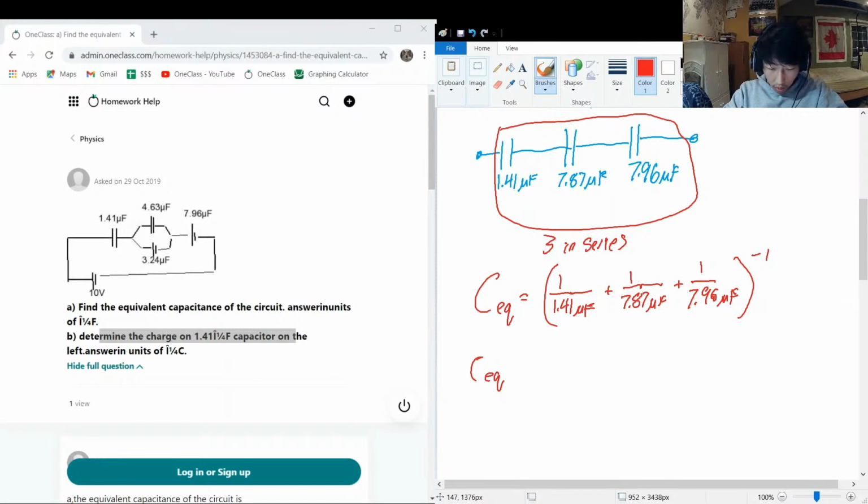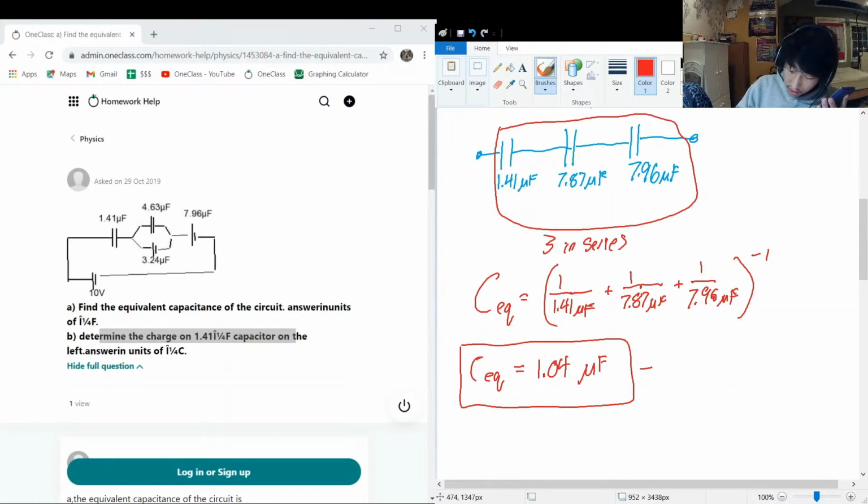So we got 1.41, 7.87, 7.96, all reciprocaled, and my final result was 1.04 microfarads. This shall be the equivalent capacitance of the circuit.